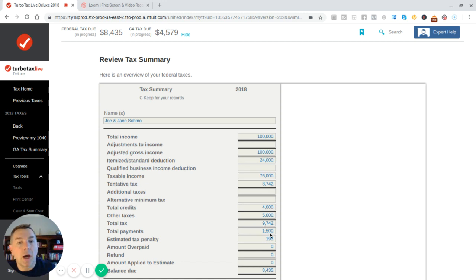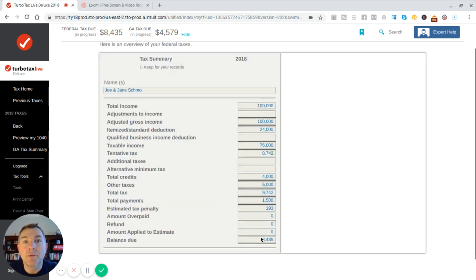We've already paid $1,500 in tax, but now we have an estimated tax penalty of $193 because we didn't hold quarterly taxes. And so our balance due is $8,435.